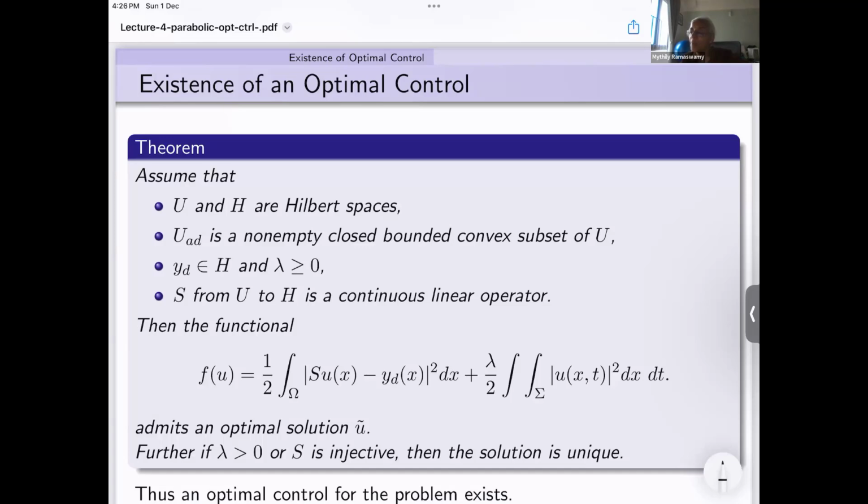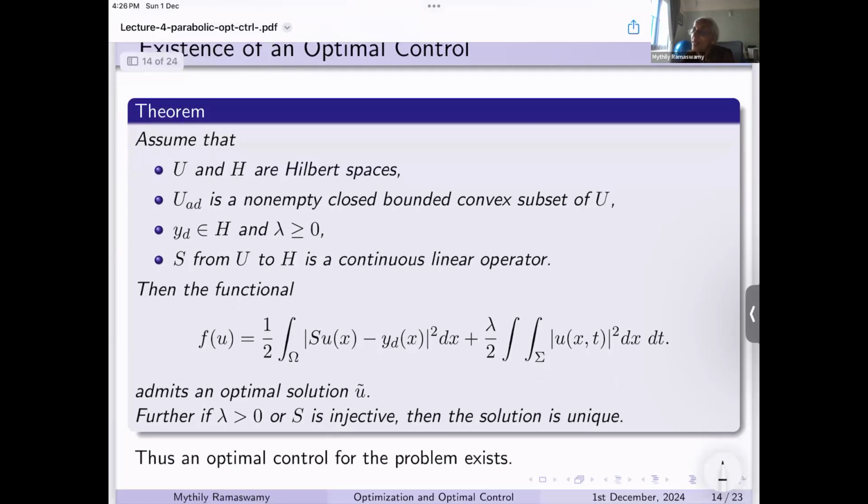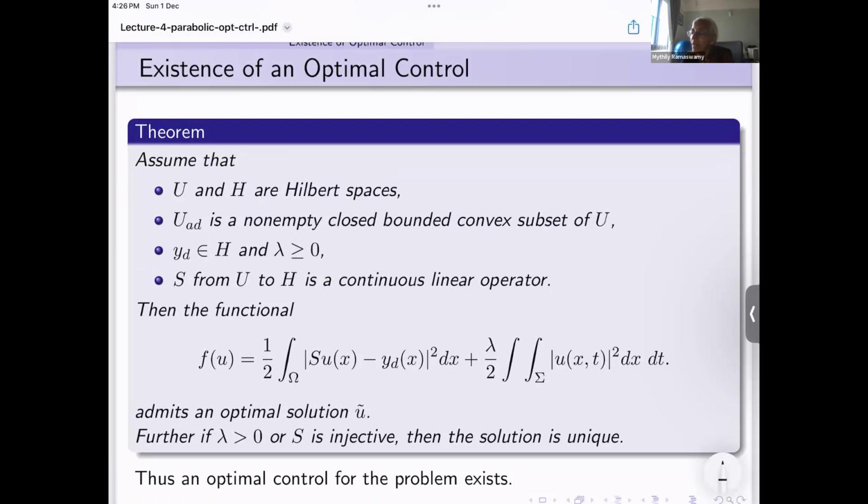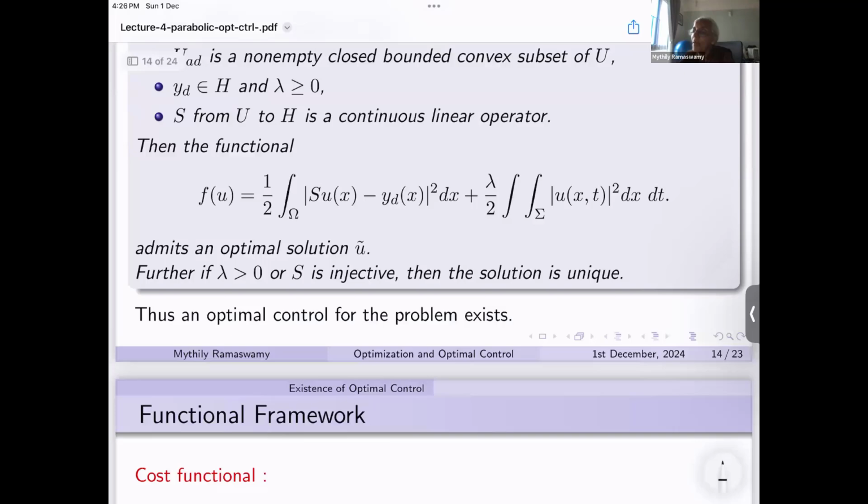admits an optimal solution u bar. Further, if lambda is positive and S is injective, then the solution is also unique. You may get a unique optimal control in this case. So as I said, convexity helps in all these things.